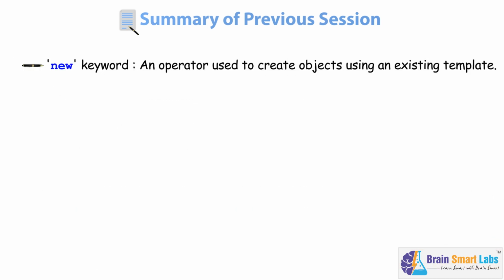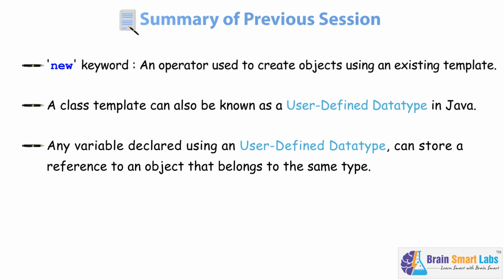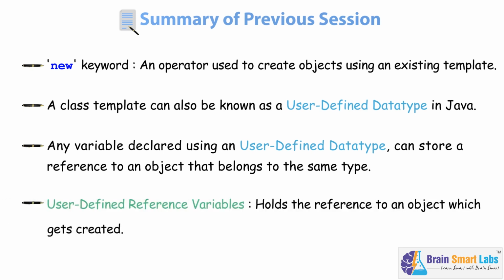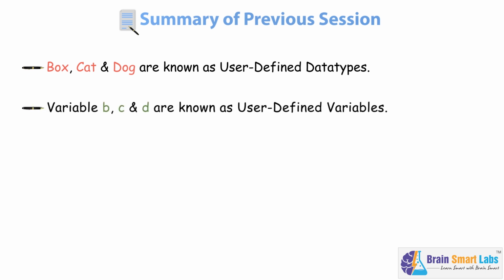A new keyword in Java is an operator used to create objects using an existing template. The class template we write can also be known as a user defined data type in Java. Any variable declared using a user defined data type can store a reference to an object that belongs to the same type. Variables of such kind are known as user defined reference variables, and it holds the reference to an object which gets created. For example, Box B, Cat C and Dog D.